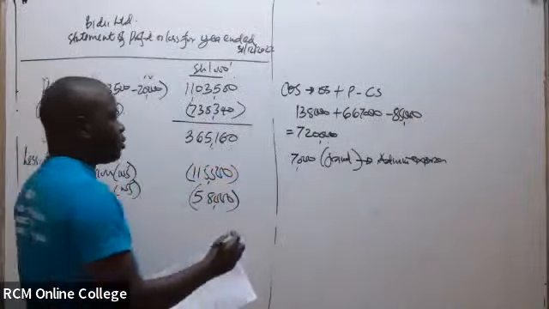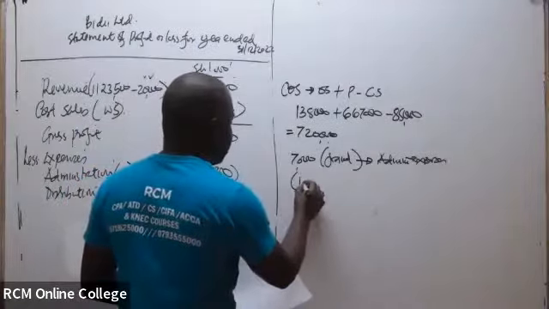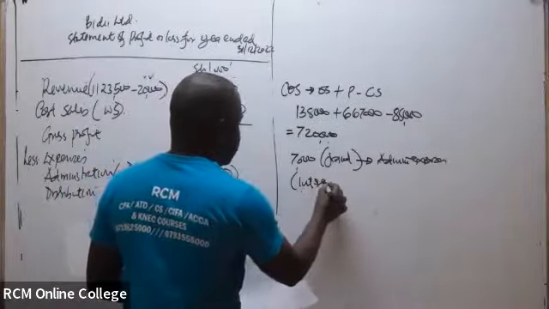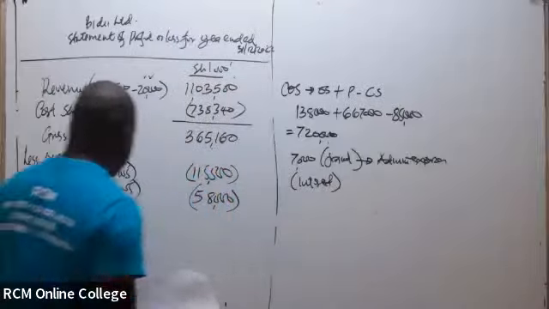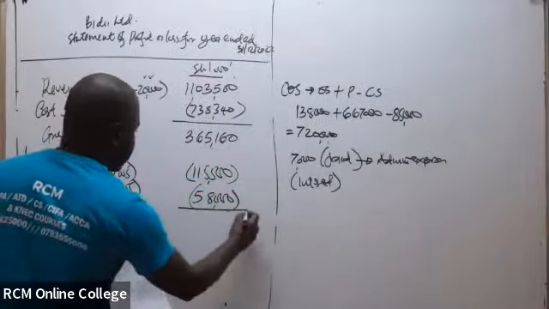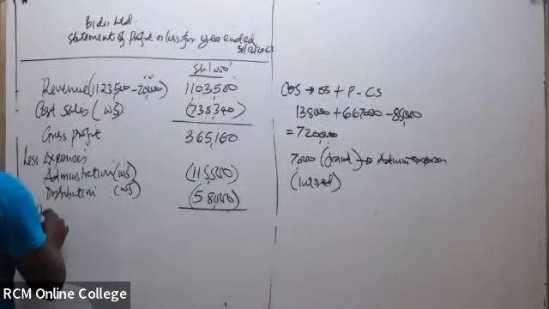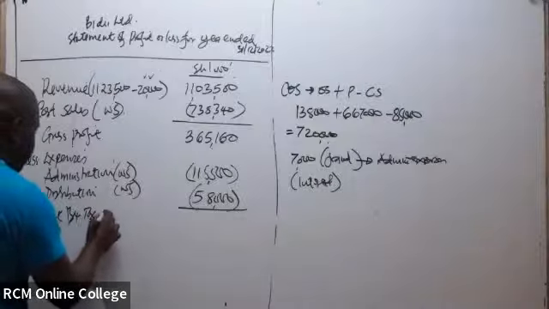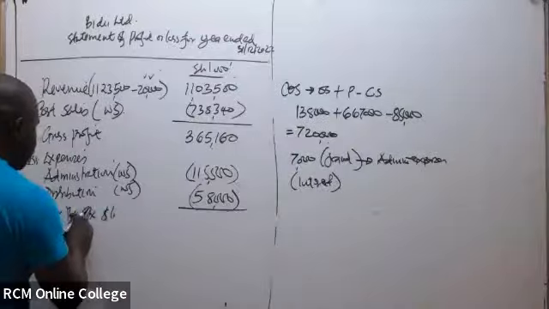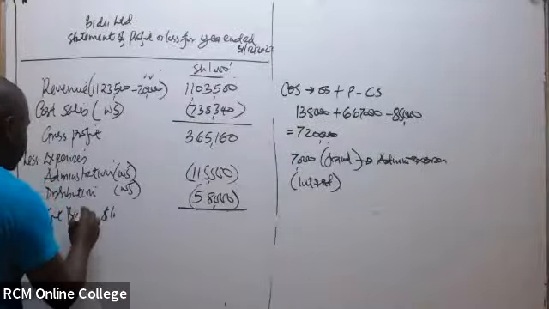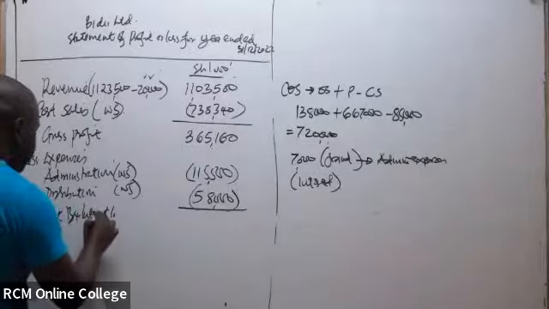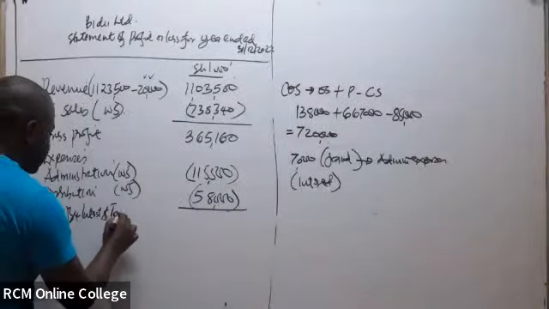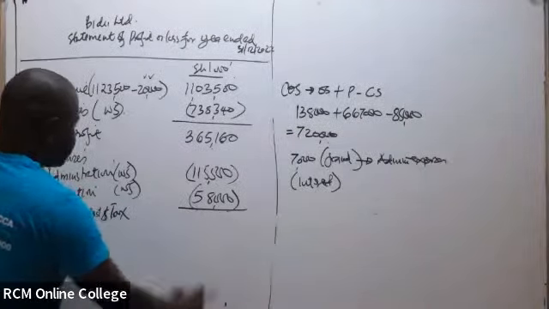So finance expense normally comprises of what? Of any form of interest. But now in this case, we can get the profits. Profit before tax, before tax and before interest. Profit before interest and tax. What is the profit before interest and tax? You can give me the figure.